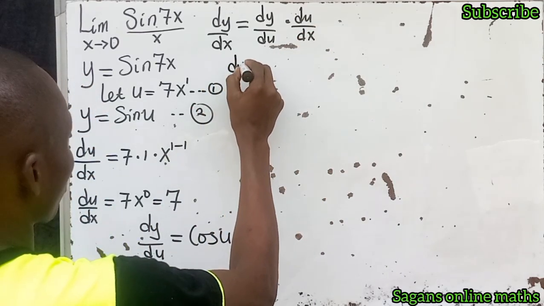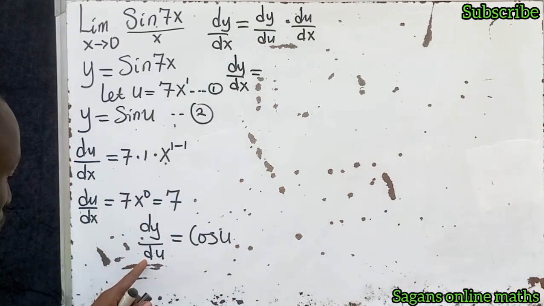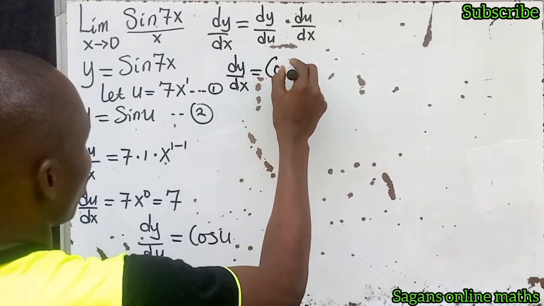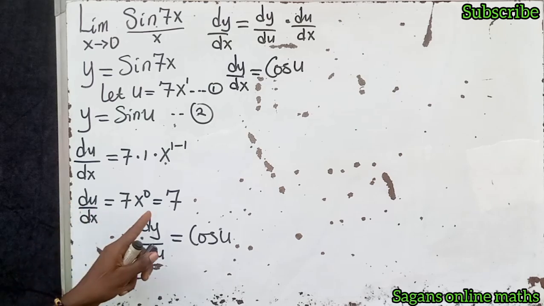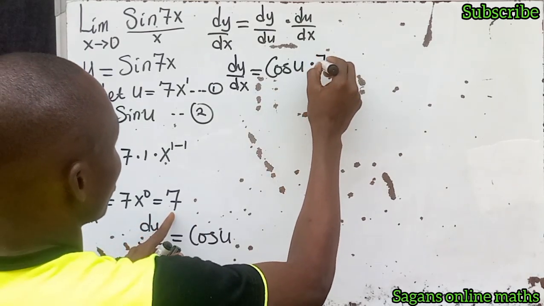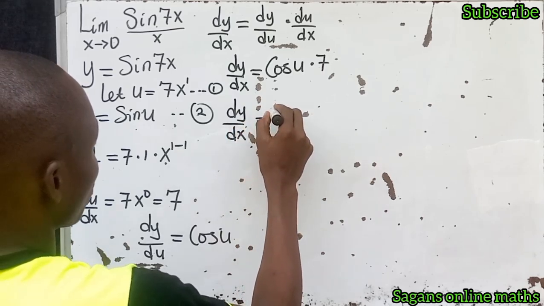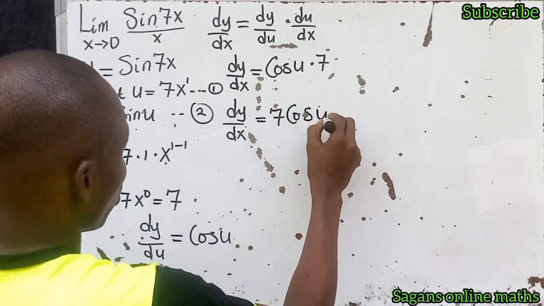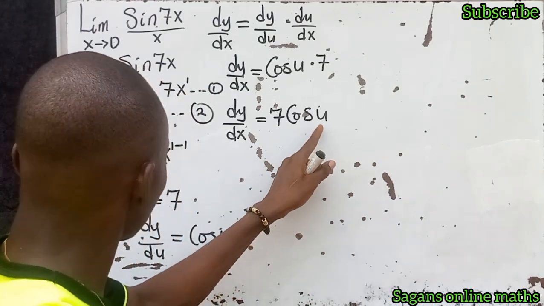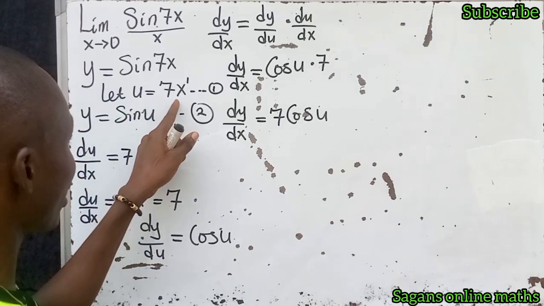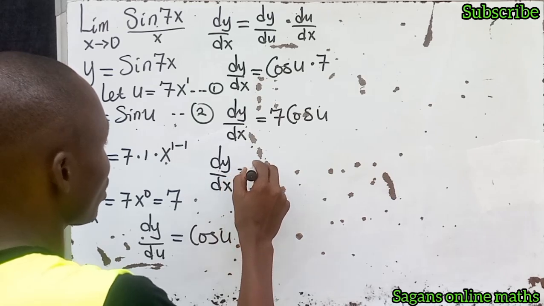That means our dy over dx will be equal to, let's see, dy over du. Dy over du is just cos u, right? Now what is du over dx? du over dx is just 7. So multiply by 7. That means dy over dx is equal to 7 cos u. But I want you to understand, take note of this, that u is 7x from equation 1. u is 7x. It means that dy over dx is equal to 7 cos 7x.